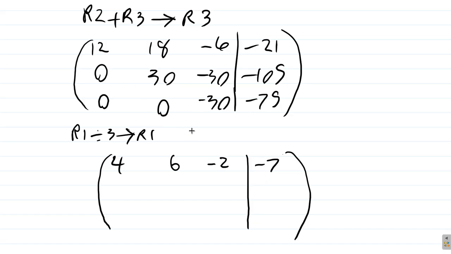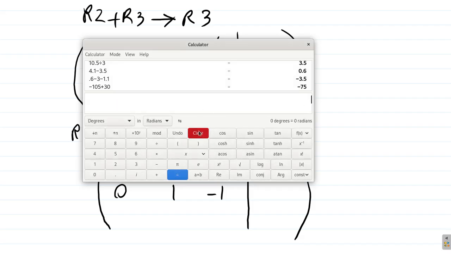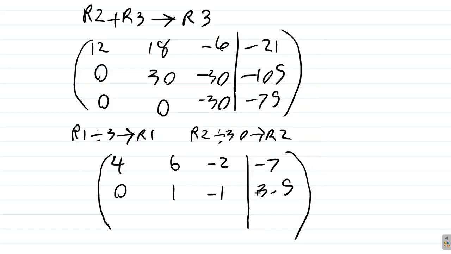Let's say row 2 divided by 30 gives us one new row 2. 0 over 30 is 0. 30 over 30 is 1. Negative 30 over 30 is negative 1. 105 over 30, we say 105 divided by 30 equals 3.5. We get back our fraction, 3.5.